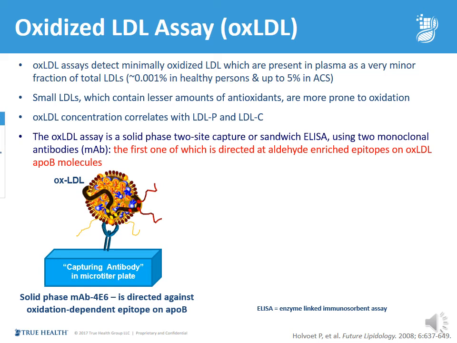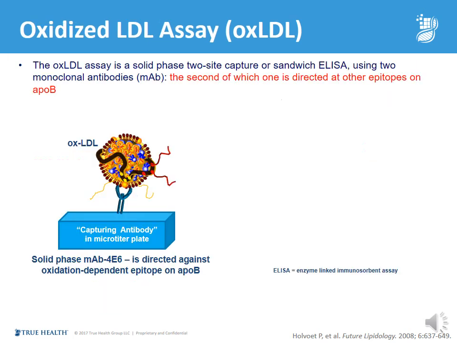The red and yellow lines extending from this LDL are meant to represent oxidized fatty acids. So you can see the monoclonal antibody is attaching to a certain segment of the ApoB, where those aldehydes have replaced the lysine, changing the conformation. Now, once this binding occurs, the lab does what is called washing. It washes away everything else that is not bound to this monoclonal antibody.